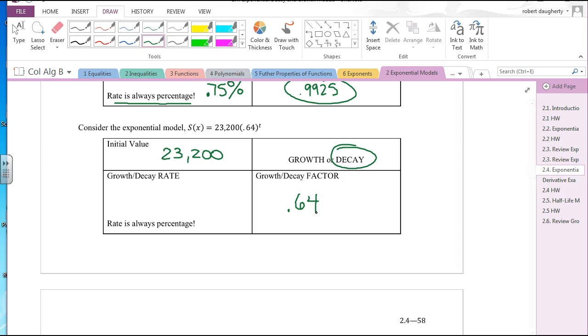But to find the decay, so this is my decay factor. To find my decay rate, I need to figure out 0.64 is equal to 1 minus some number, okay? I need to figure out what that number is. How do I figure this out? Come on, guys. How do you figure out what R is here? I'm solving for R. What do I do here? Come on, guys. This is not that hard. Yeah, I could subtract 1 from both sides. I can move the R to the other side. So R is equal to 1 minus 0.64.